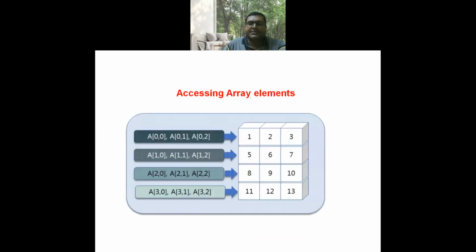Accessing array elements with the help of row column index. That is, the row column index starts with 0, 0. Here 0, 0 means first row, first column. 2, 1 means row with index 2, column with index 1. Like that you can access array elements.